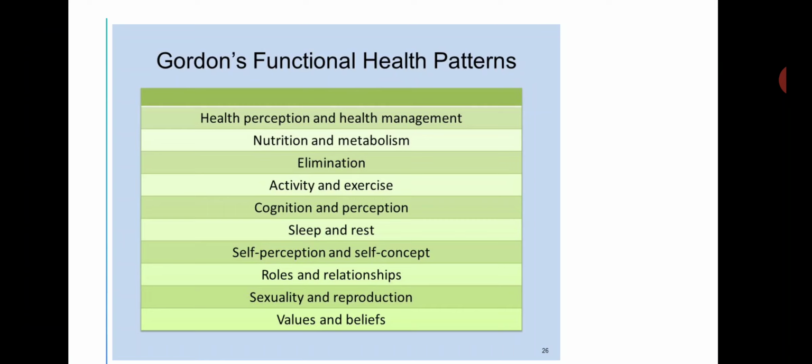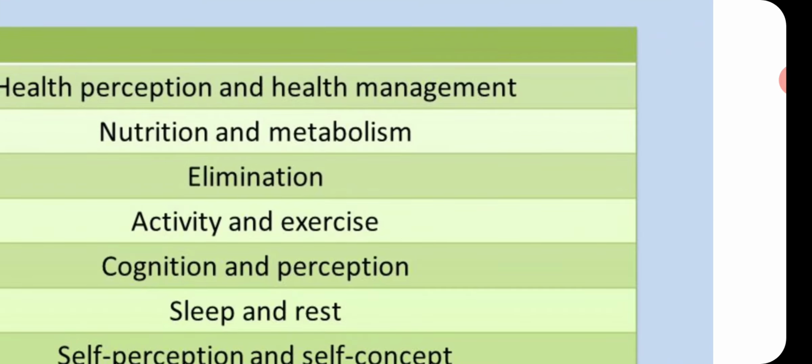So Gordon involves 11 functional health patterns. So by using Gordon's as a guide in organization of data, the nurse collects the functional and dysfunctional behavior of the client. Okay, so example here you see elimination. So you will identify by asking your client about his voiding habits. So let's say you ask the client, how often do you void or urinate in a day?